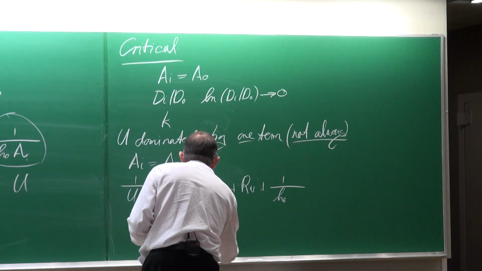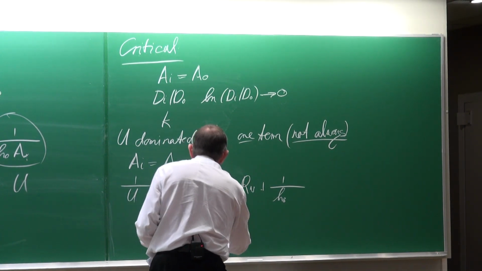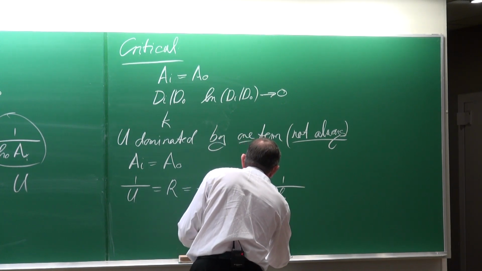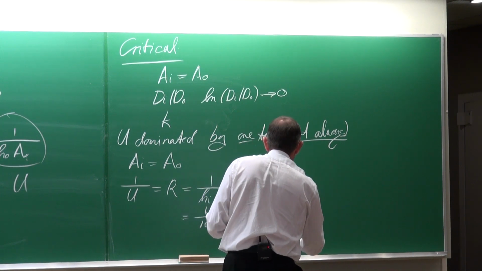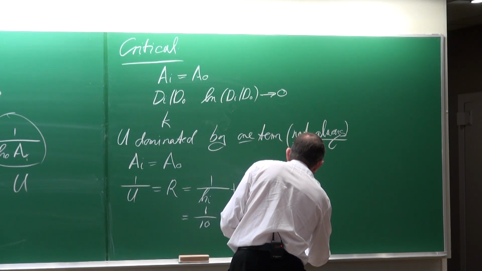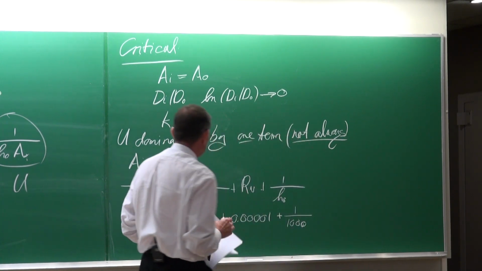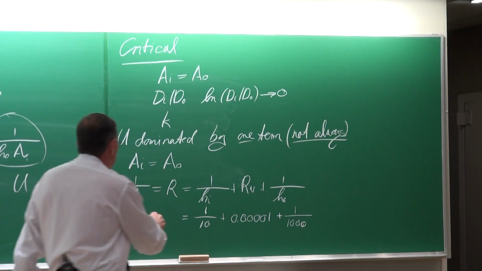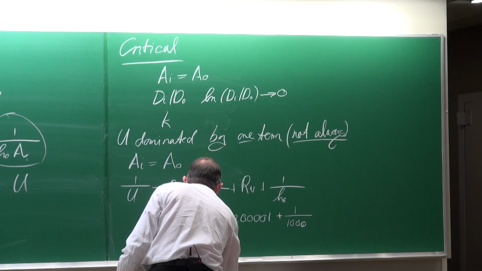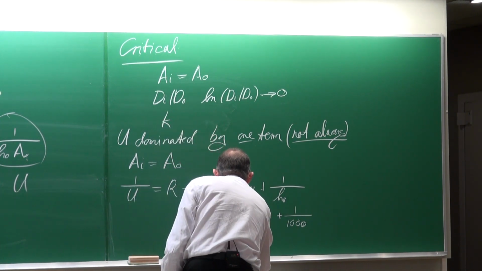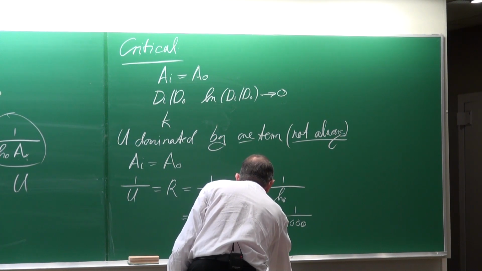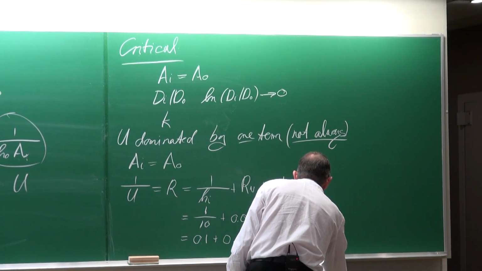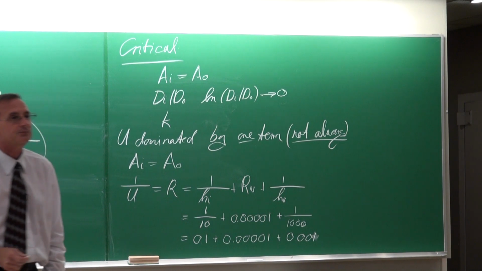Let's suppose the heat transfer coefficient on the inside is 10. The resistance of the wall is 0.001, and the heat transfer coefficient on the outside is about 1,000. Then, if you go and calculate it, you'll see that is equal to 0.1, plus 0.001, plus 0.001, which is equal to 0.101, like that. You see?